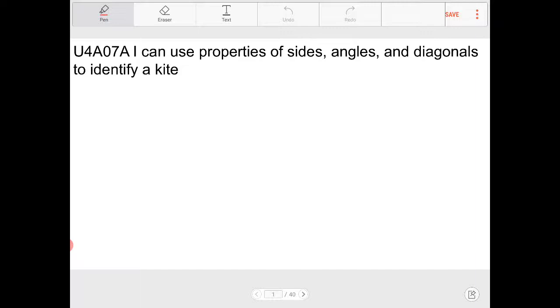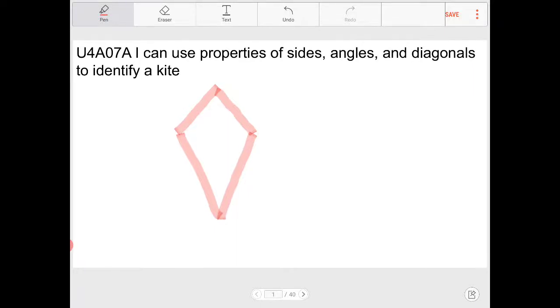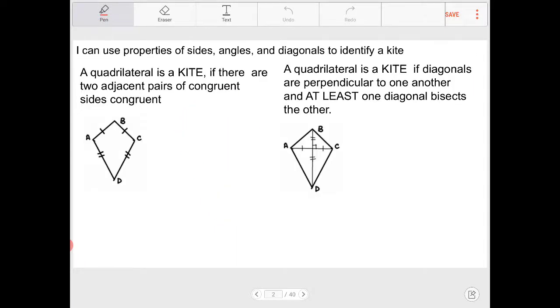A very traditional looking kite, because a kite can take many different forms, is simply a shape that looks like this. Now, how do you describe that? A more technical way of describing it is it's a quadrilateral with two pairs of adjacent congruent sides. And the key word here is the sides, they have to be two adjacent pairs of congruent sides.